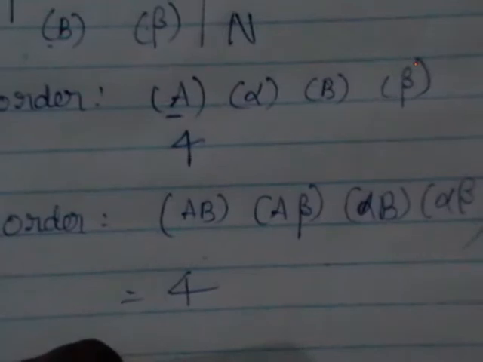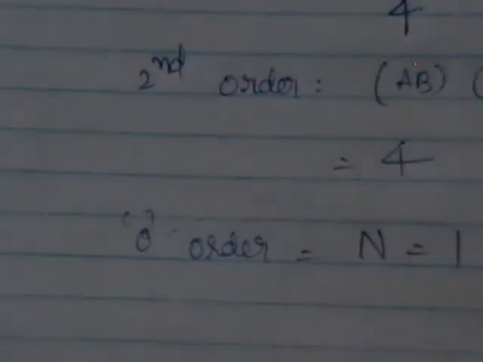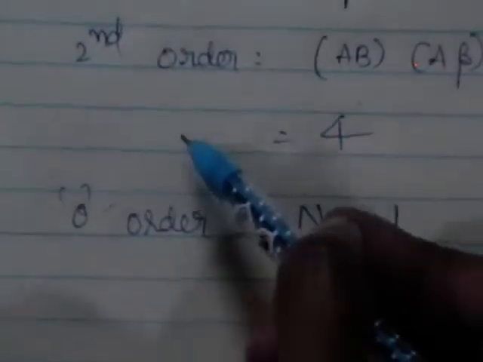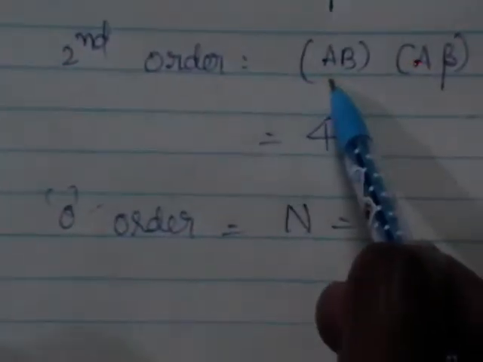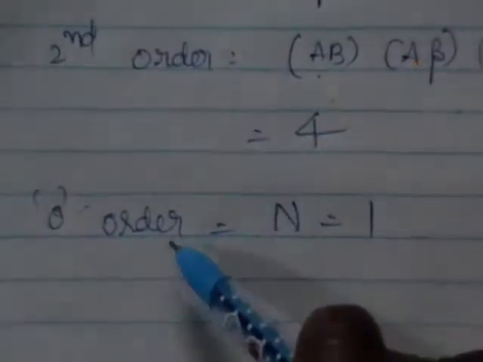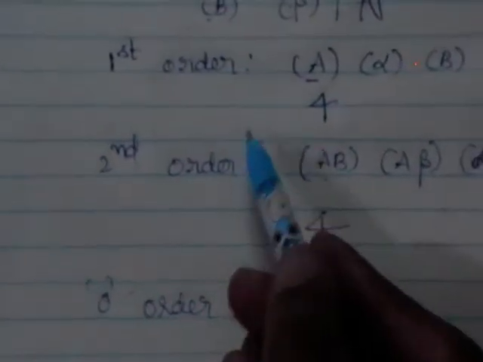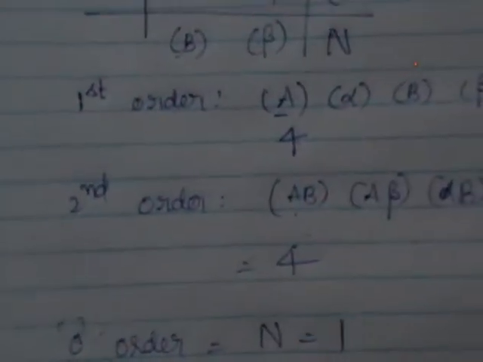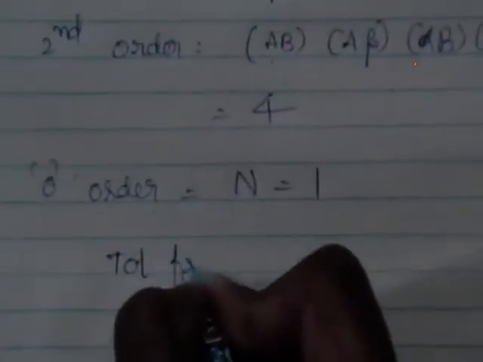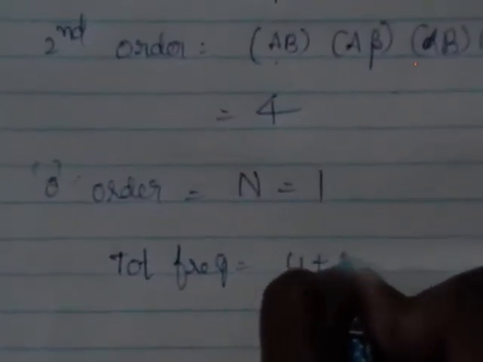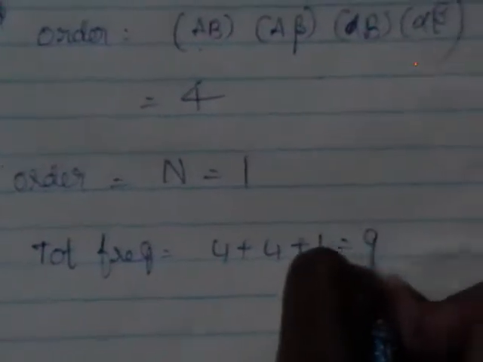And you will have a 0 order also, which is nothing but always n, only 1. So whenever we have a 2 by 2 contingency table, the highest order we can have is second order, then first order, 0 order. With 3 attributes, we have third order, second order, first order, 0 order. So these are the number of frequencies. In total, how many frequencies did we get? 4 plus 4 plus 1, which is nothing but 9.